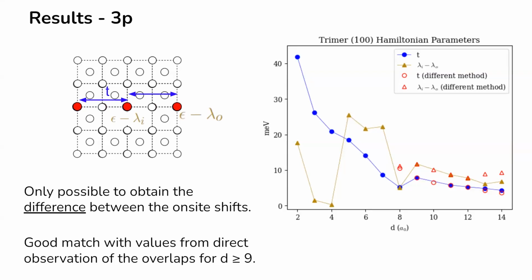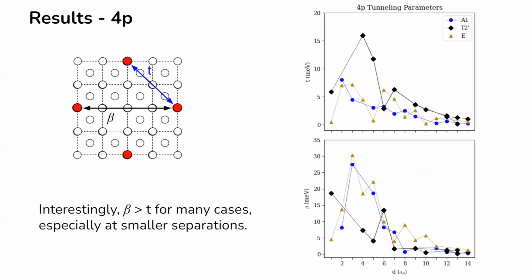And I also have some other values up here, which are calculations that were previously done by Michael via a different method. And we see a good agreement, which is good news for this method. And even better news for the group is that this spectral analysis can get us information at closer separations than we could by just looking at the wave function overlaps, which is what was being done previously. For the 4-particle system, we get both of these tunnelings. And the interesting thing for this case is that the diagonal tunneling beta in the lower graph is actually larger than the nearest neighbor tunneling in most of the cases, which is a pretty cool physical effect. If you want to find out more, come find me in the poster session.